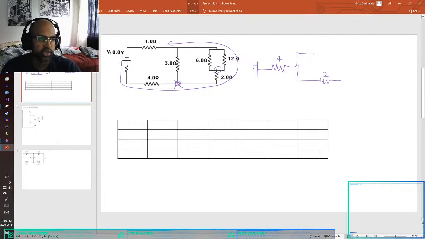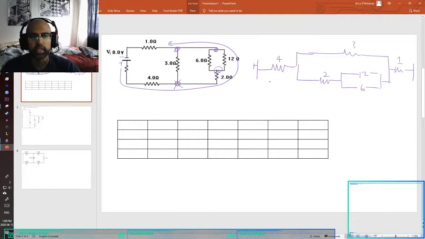Then there's another junction here, where the electrons split up and go through a 12 ohm resistor and a 6 ohm resistor. I'm just going to do it like that. And then they recombine at the opposite junction, and there's another junction over here. On the top one, there's only that 3 ohm resistor. Everything meets up back at this junction again, and then passes through a 1 ohm resistor.